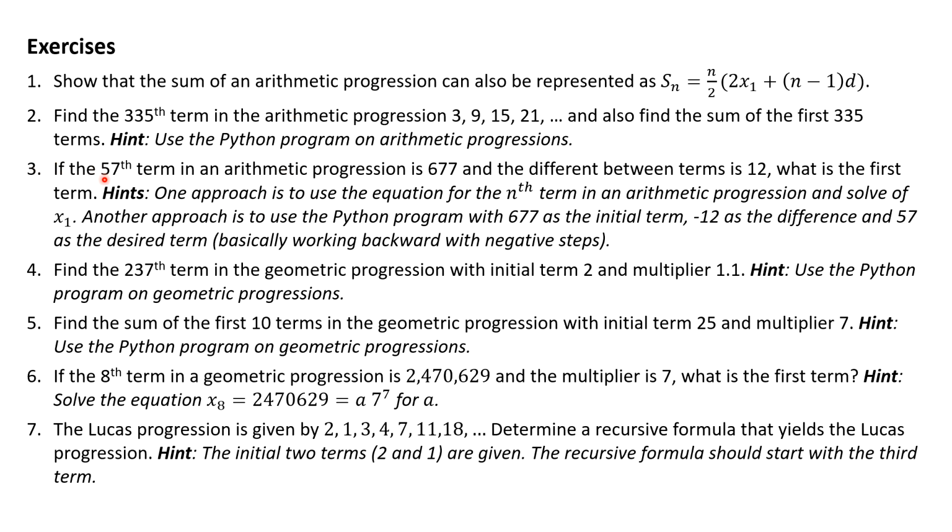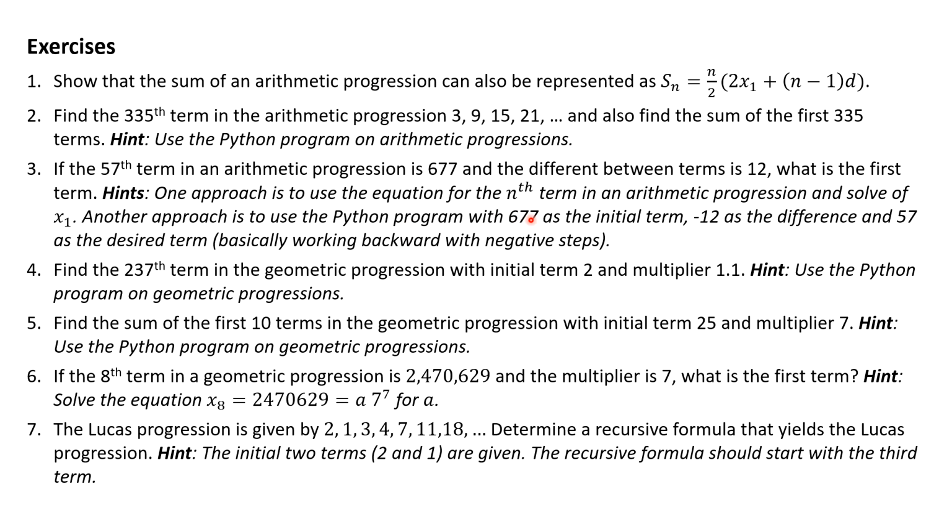Then we have one going a little bit differently here. If the 57th term in an arithmetic progression is 677, and we're told that the difference is 12, what is the first term? So we can solve the equation for the nth term of an arithmetic progression and basically solve for x sub 1, or we could do it via calculations using the Python program that I provided.